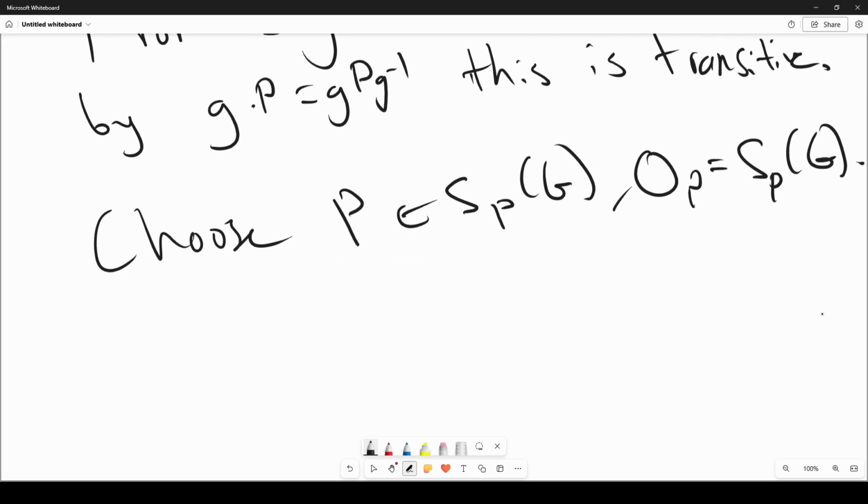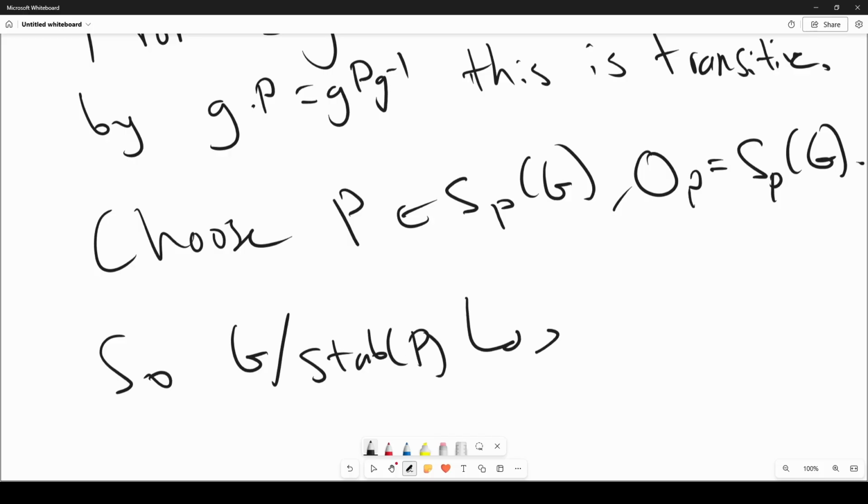Now this is helpful because, remember, in orbit stabilizer we just have the orbit, we don't have the entire set. Here we can guarantee that the orbit is the entire set. So G mod the stabilizer of P has a bijection to Syl_p(G), which is the orbit of P, by orbit stabilizer. So really we're curious, what is the stabilizer of P?